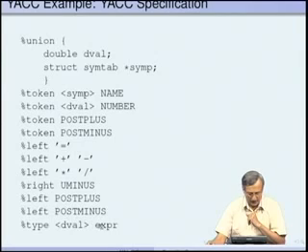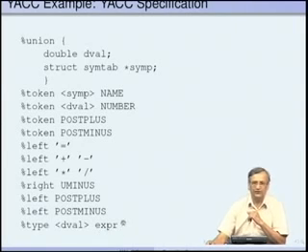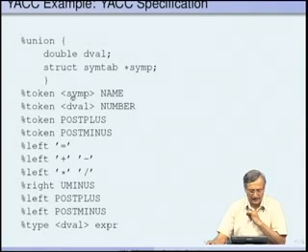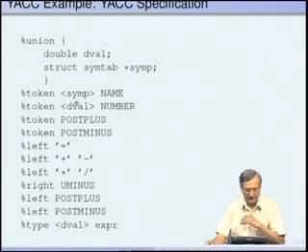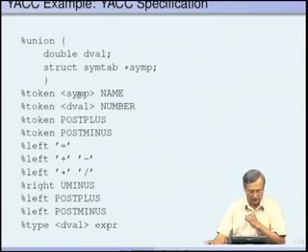Then it is possible to attach some semantic information to non-terminals and terminals. For terminals such as name and number, there is a dval field which is described in the union statement above. It is a double field, and this sym field is a pointer into the symbol table. So, for numbers, double is the declaration of the value of the token, and for names a pointer into the symbol table is the value of the token. And for non-terminals such as expression, again dval, which is double, is the semantic information associated with it.